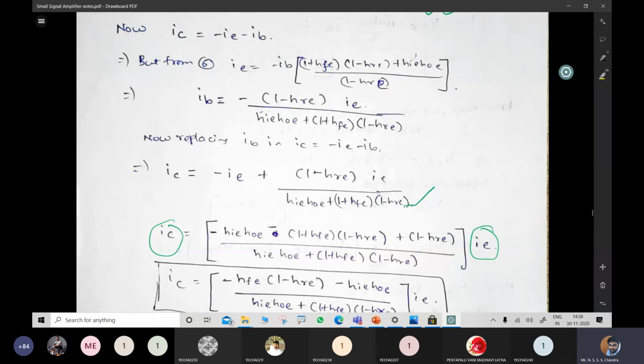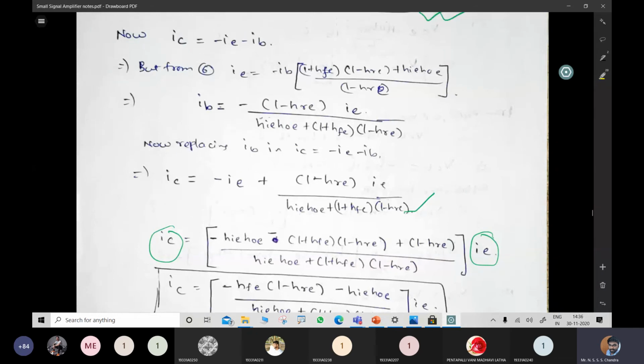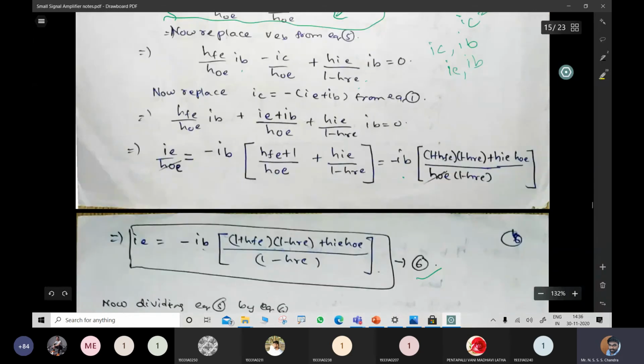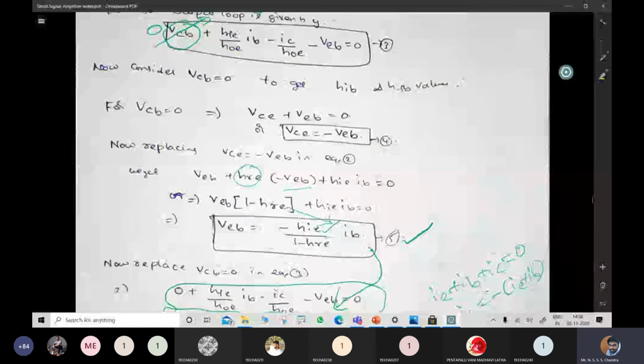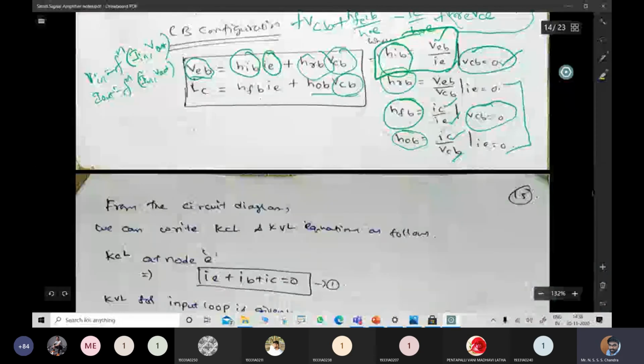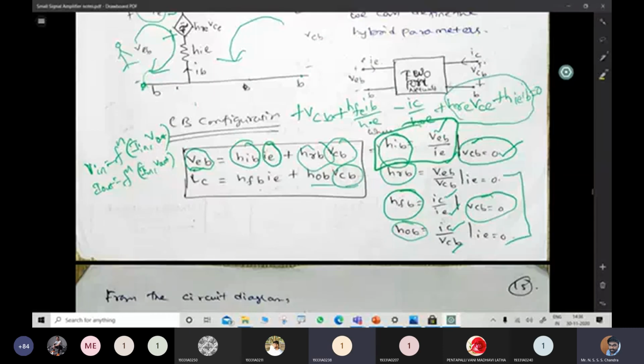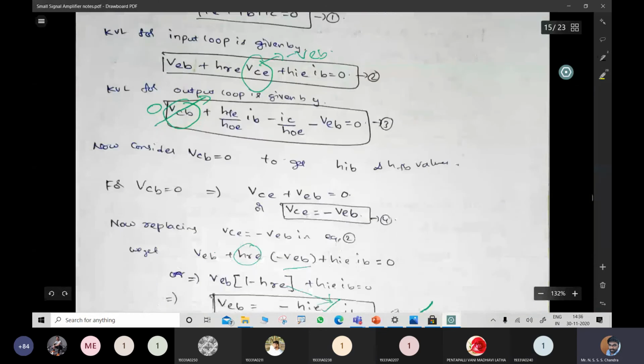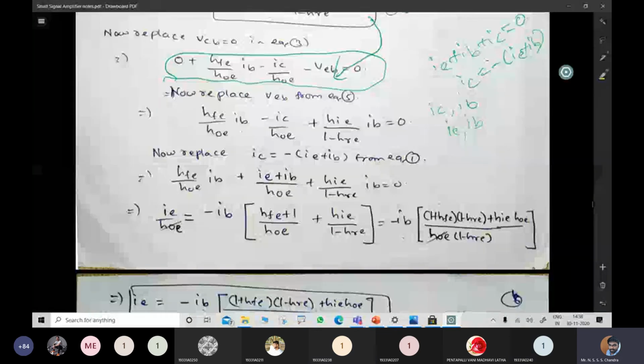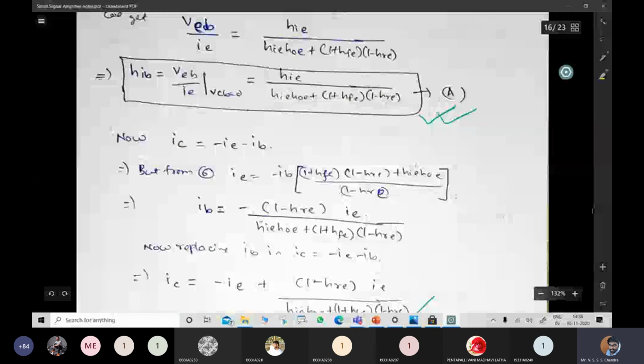Now tell me, what's the definition of HFB? What is HFB basically? HFB is nothing but your forward current gain. So what is the forward current gain? Output current by input current. What's the output current in a common base configuration? IC. Input current? Input current is IE, right? So if we take the ratio of IC and IE, we are going to get HFB.